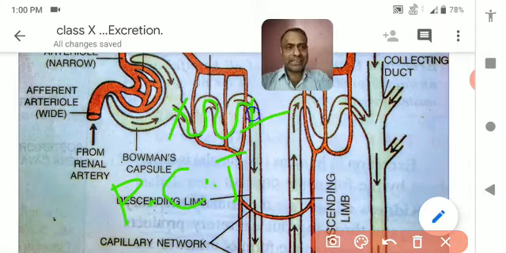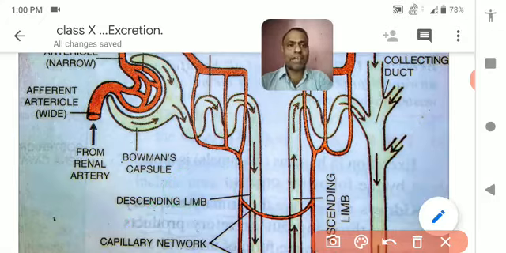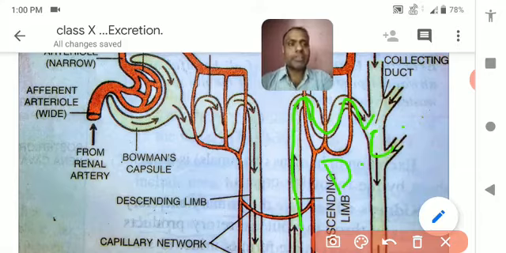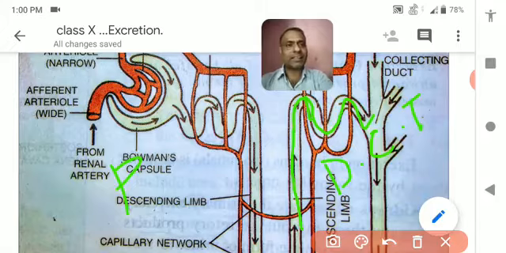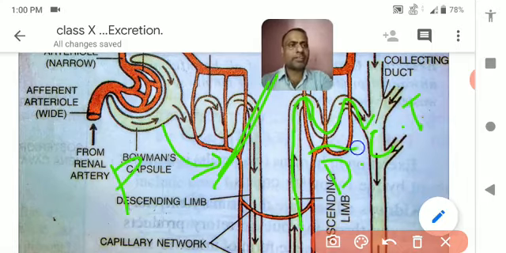Now you can see the tube has become straight over here. This tube is called the loop of Henle. Then, when the loop of Henle goes upward, it again starts bending, and here it is called distal. Distal means the last part of the convoluted tubule, the distal convoluted tubule. So PCT is present from here to here, and DCT is present from here to here.